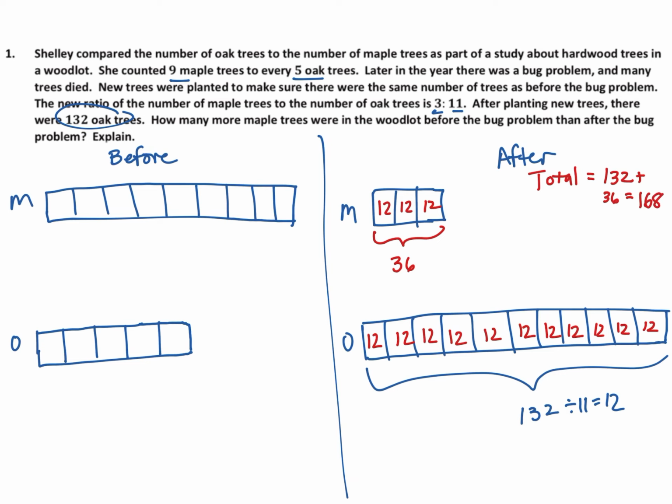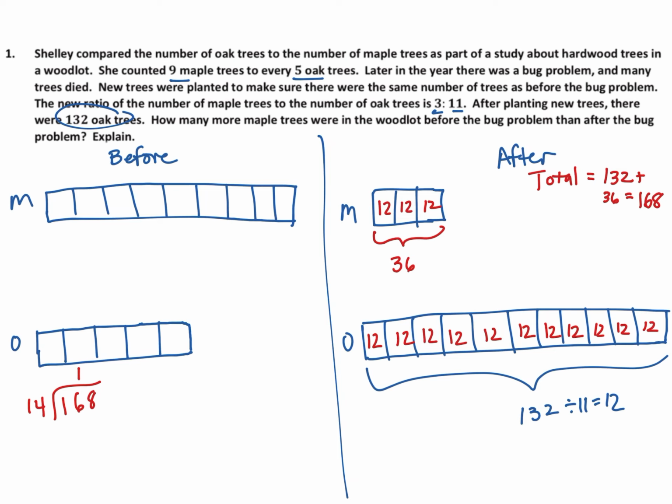It does tell us that there were the same number of trees as before. So in this side, on the before side, we need 168 trees also. We have 9 boxes here and 5 boxes here, which makes 14 boxes total. So we need to split 168 into 14 equal parts.